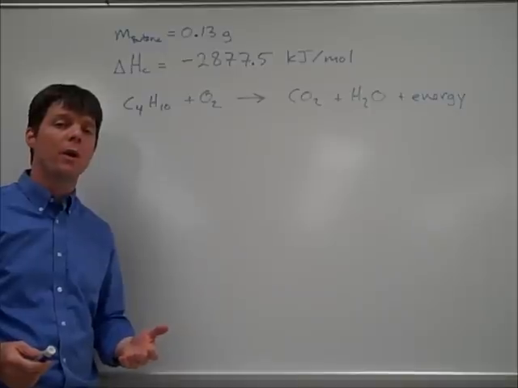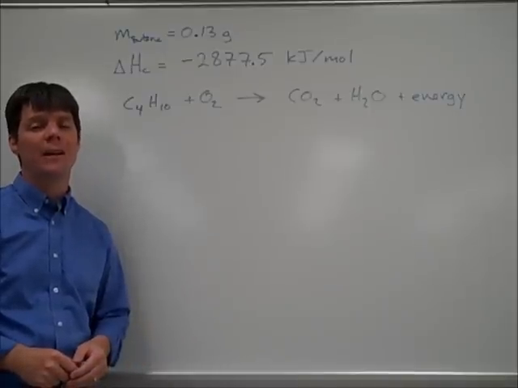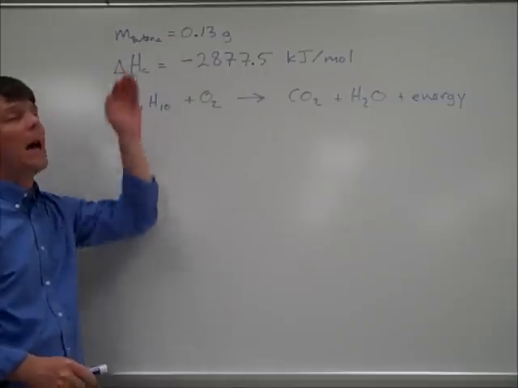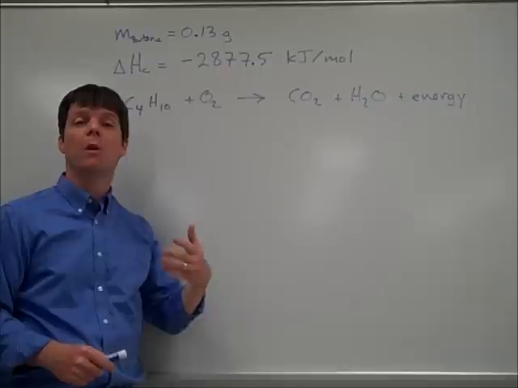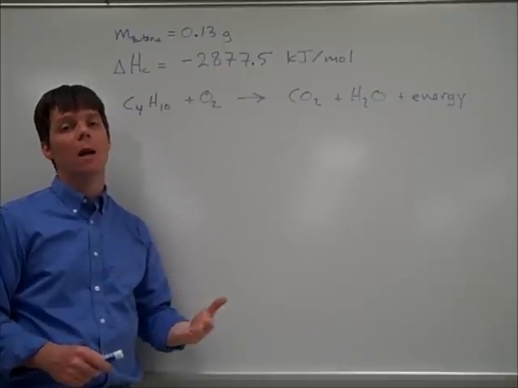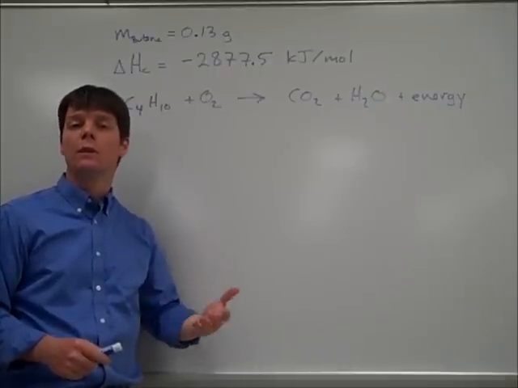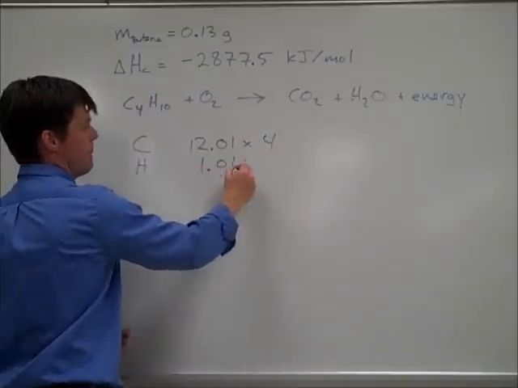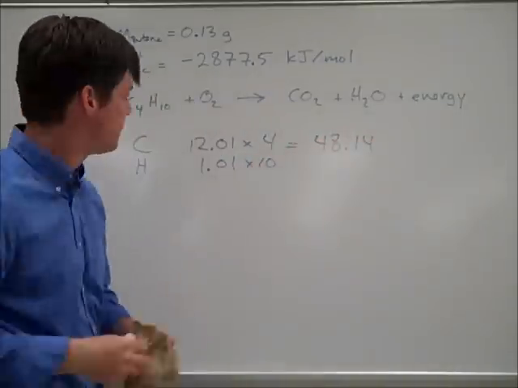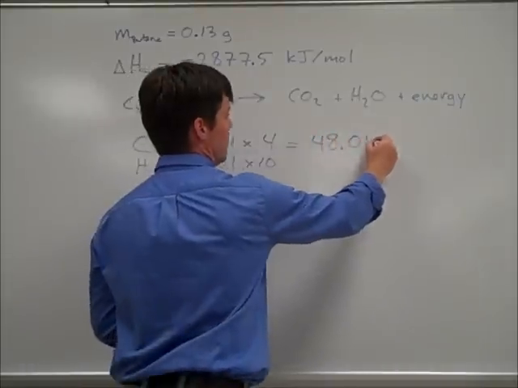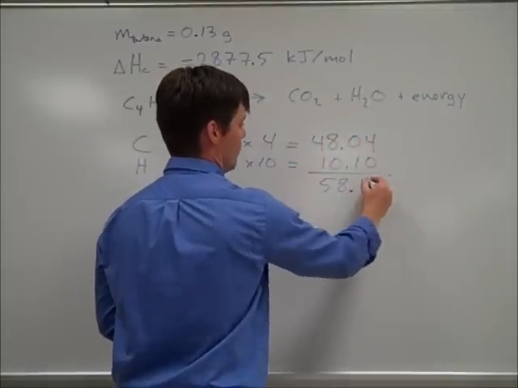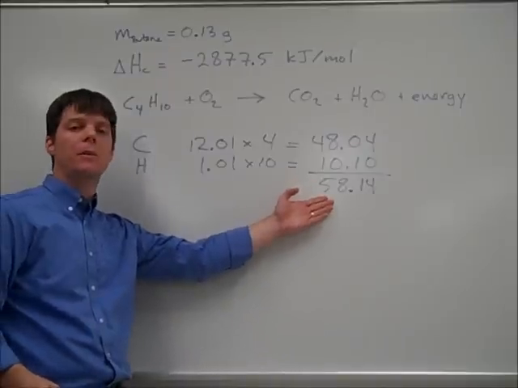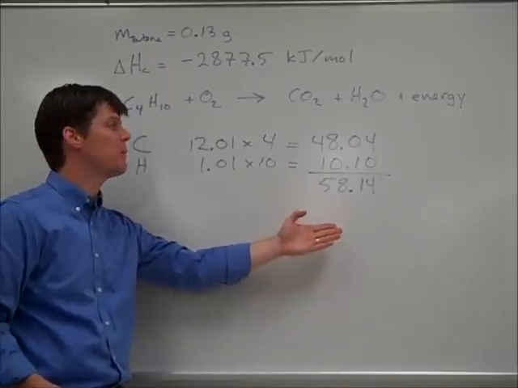This problem really boils down to doing some simple dimensional analysis. In order to do that, we are going to need to convert the mass of butane to be combusted from 0.13 grams to a number of moles. In order to do this, we'll need to know the molar mass of butane. So we've calculated the molar mass for butane. That works out to be 58.14 grams per mole.